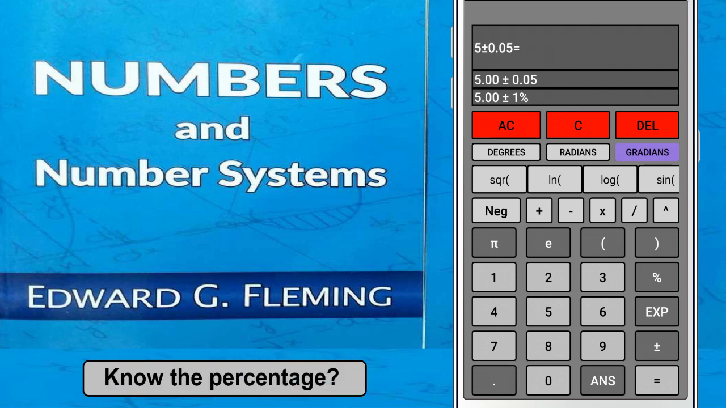But let's say you know the plus or minus in percentage, but don't know the plus or minus delta x. To do that, clear the answer first, then enter 5 plus or minus 1%, and then hit equals. And there is your answer.